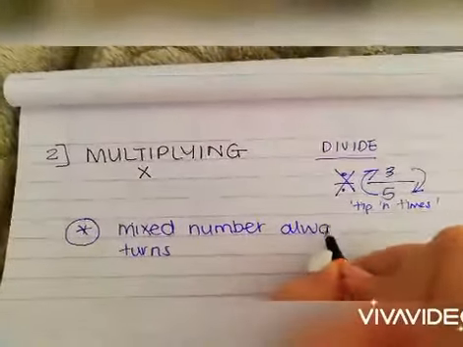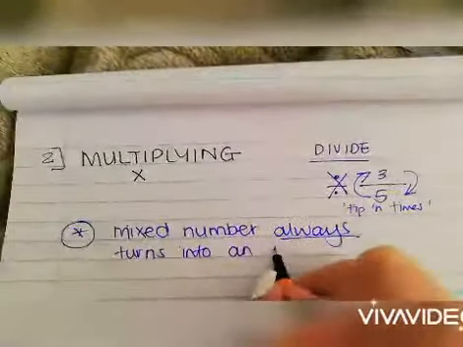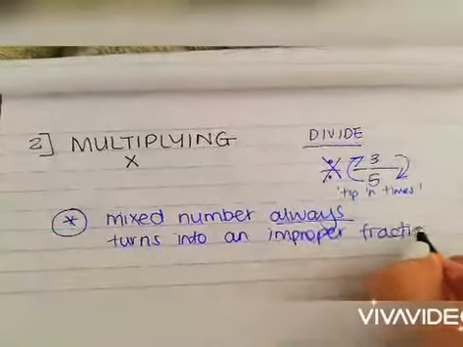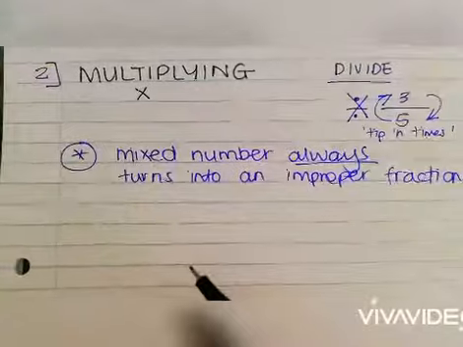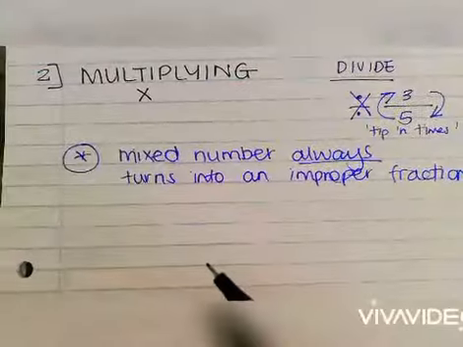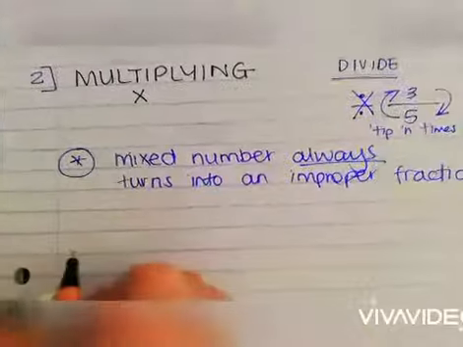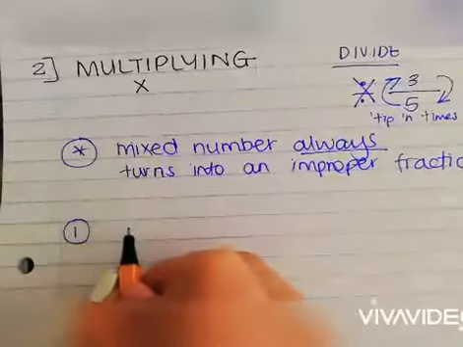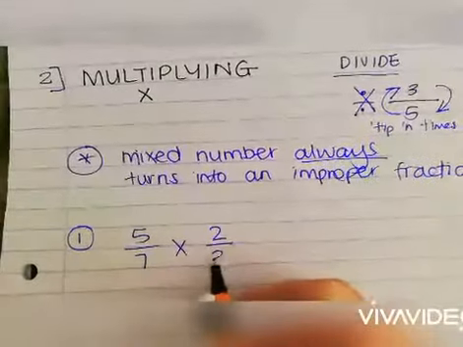This always turns into, it just makes it easier, an improper fraction. Okay, so I'm going to do one with the multiplying and one with the dividing. So I'm going to quickly do a common fraction, and after that I'll be doing a mixed number so that I can show you the difference. Okay, so I'm going to do multiplying of, let's go 5/7 times 2/3.